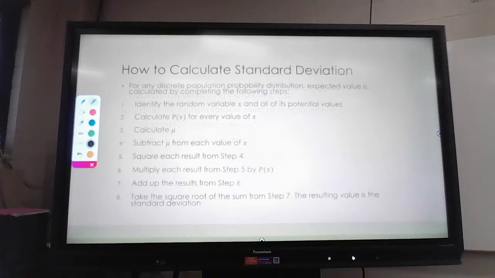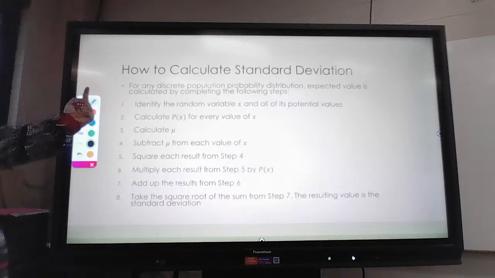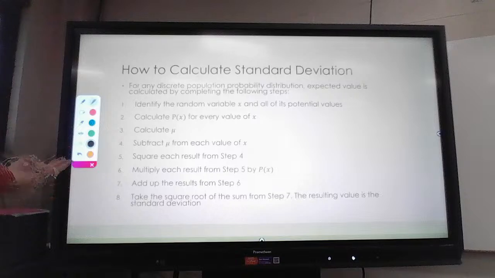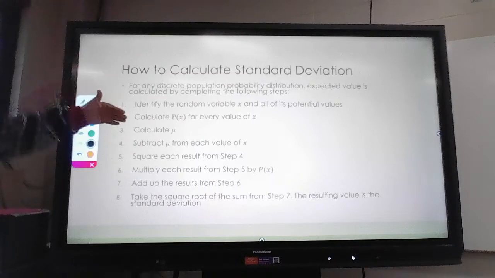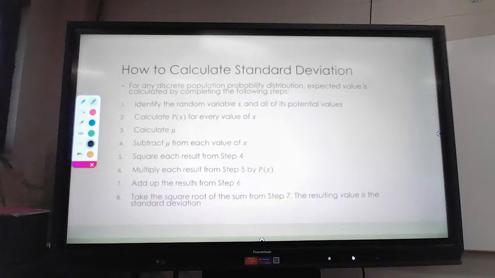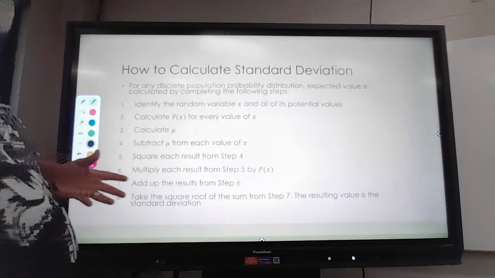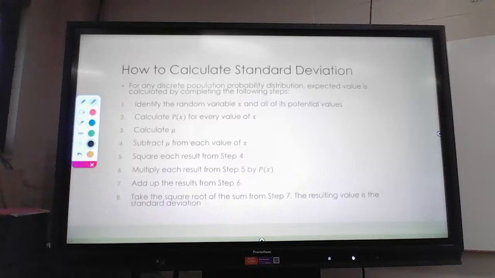When we calculate standard deviation, the first few steps are the same because you still have to identify the random variable and all its potential values. You still have to calculate the probability for every value of x, but you also have to calculate the average. So you do the exact same thing that you did to find the expected value for step 3. But here's where we start to find standard deviation. And again, some of this is going to be similar to what we did in chapter 3.